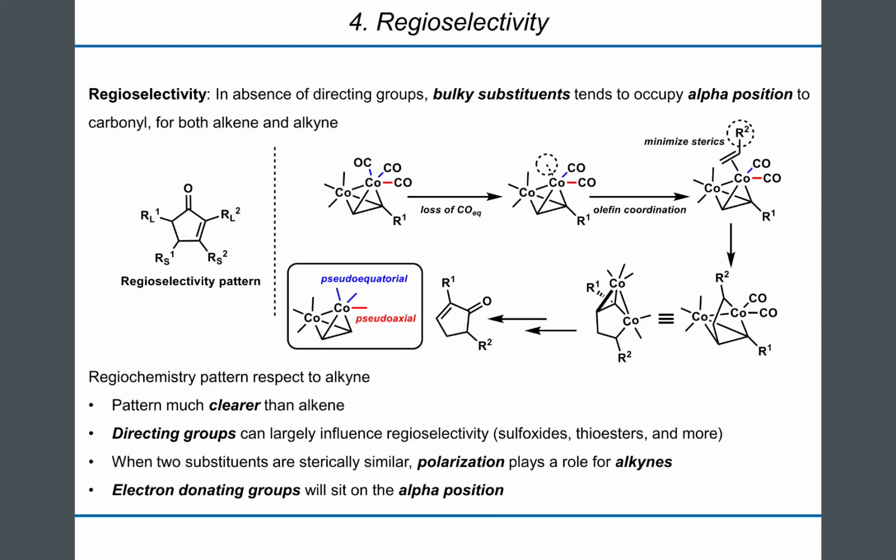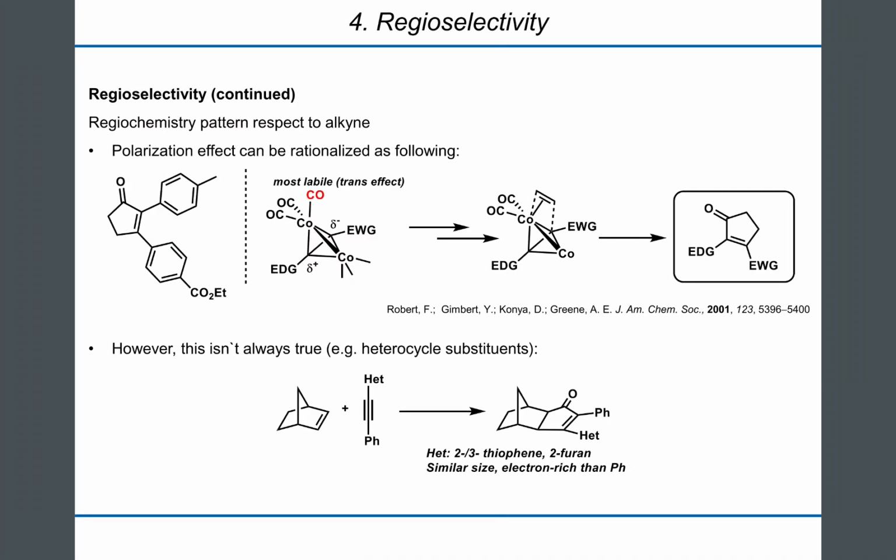Electronic effects are more important when the substituents are similar in size, generally positioning electron donating groups at the alpha position to the carbonyl. This polarization effect can be rationalized as a trans effect. However, this isn't always true.